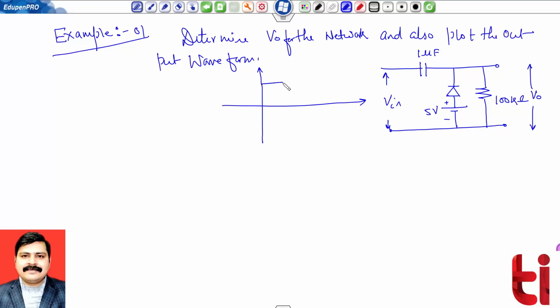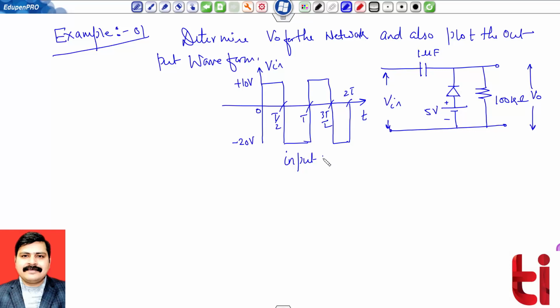In fact, it is not a symmetrical waveform. The positive half cycle has lower magnitude in comparison to the negative half cycle. So this is a very interesting problem. Plus 10 volt, minus 20 volt, Vin. This is my T by 2, T, 3T by 2, 2T, etc. So this is my input waveform, and we have to determine the output for that case.